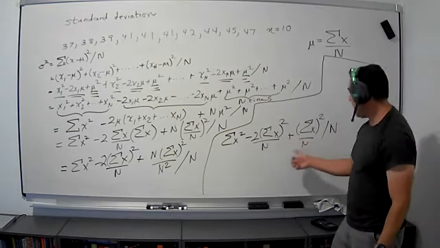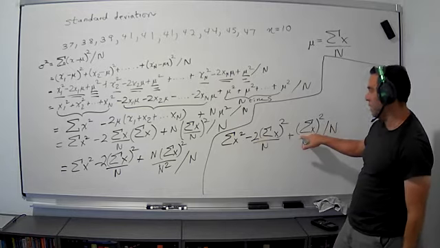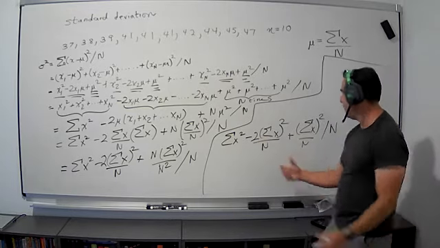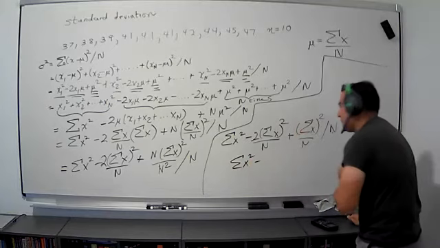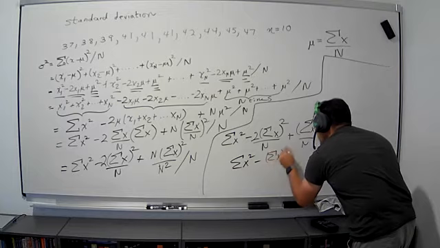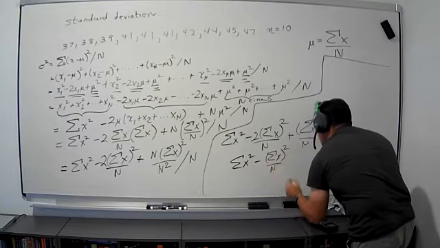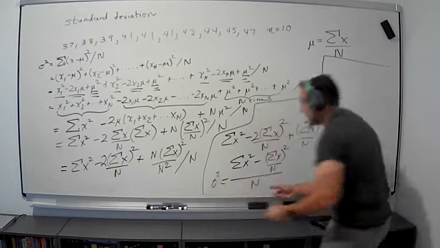Now look, these have the same denominator. This is negative two of them. This is positive one. So you can combine them now. It's sum of x squared minus sum of x squared divided by n, all of this divided by n, and this is your shortcut. That's your shortcut.